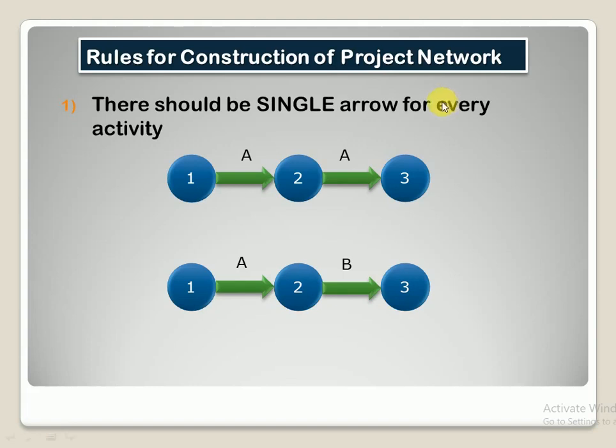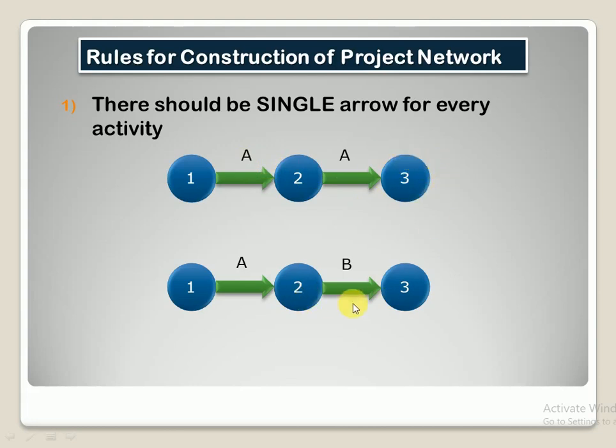Here I have shown you two examples, and in the first example you can see that the same activity is being shown with two different arrows, right? So here activity A is with one arrow and activity A again with another arrow. As per the rule, every activity should have only one single arrow. So this particular diagram is incorrect.